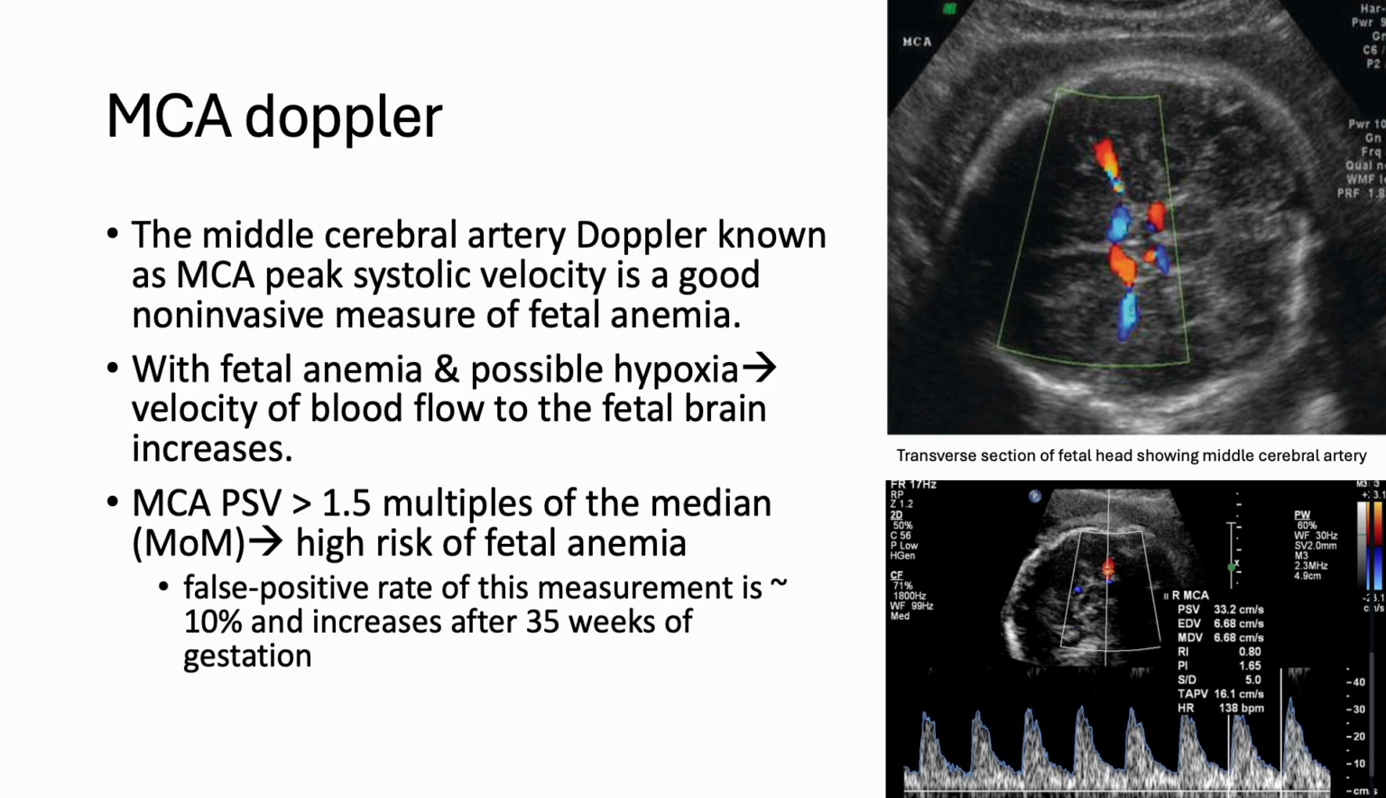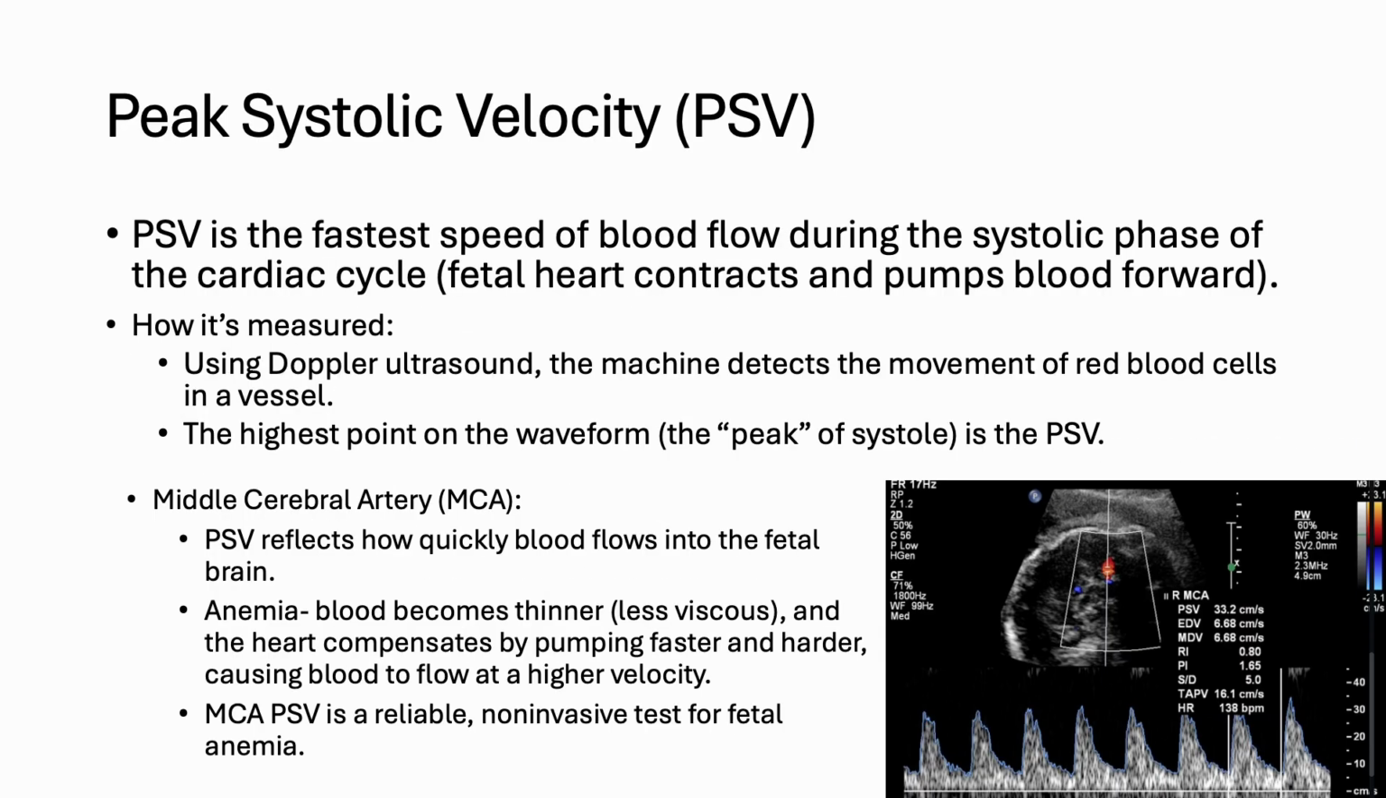The false positive rate of this measurement is about 10%, and it increases after 35 weeks of gestation. Other things can impact a false positive result, like caffeine consumption, fetal movement, things like that. So let's talk about peak systolic velocity. The peak systolic velocity is the fastest speed of blood flow during the systolic phase of the cardiac cycle. This is when the heart contracts and pumps the blood forward.